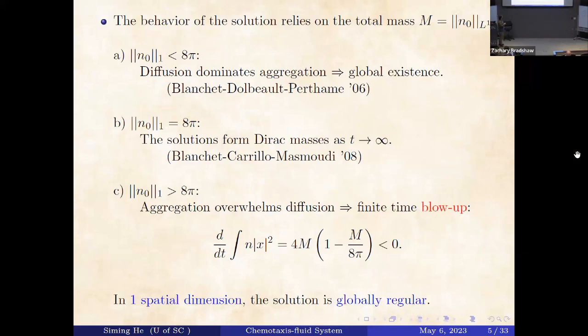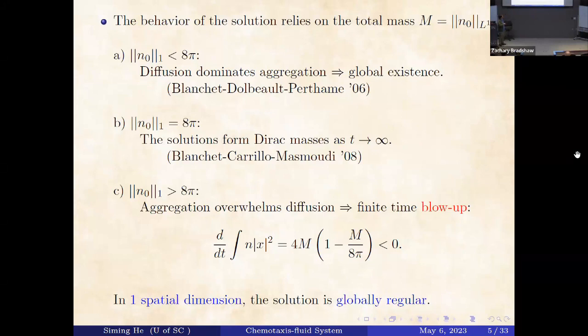If you have more than 8π mass, you can do a simple virial identity argument, by computing the variance of this cell density. You do some symmetrization trick and then use some relation satisfied by the chemical gradient, and you are going to end up with a constant. M here is the L1 norm of your solution, and that's preserved in time. If M is bigger than 8π, you can see that this number is negative. So the variance will go to 0 in finite time. But on the other hand, you also know that the L1 norm is preserved.